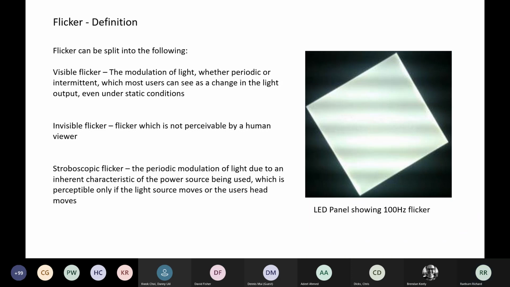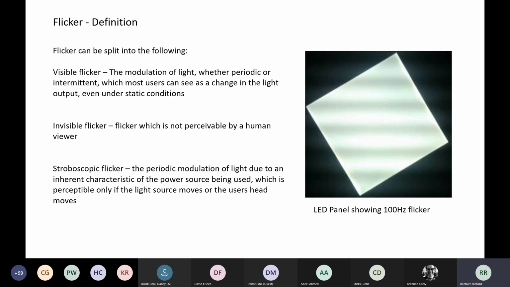So we have visible flicker. Again, we've probably all seen that, even if it's just on TV. You can occasionally see it if they're displaying another monitor in the background or somewhere, or fans and light, for instance. So this is visible flicker. It says it's the modulation of light, whether it be periodic or intermittent, and which most users can see as a change in light output, even under static conditions.